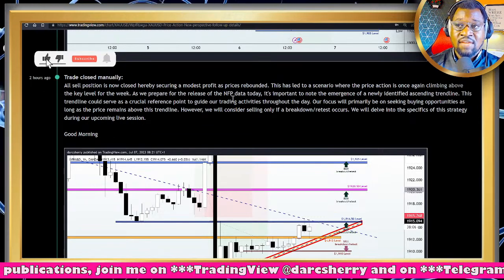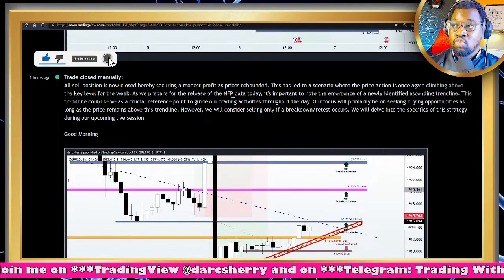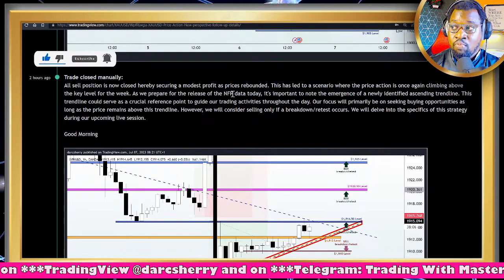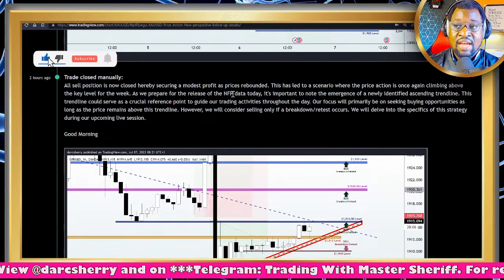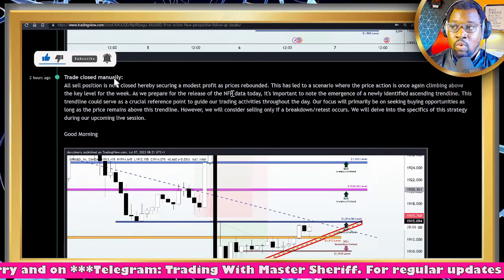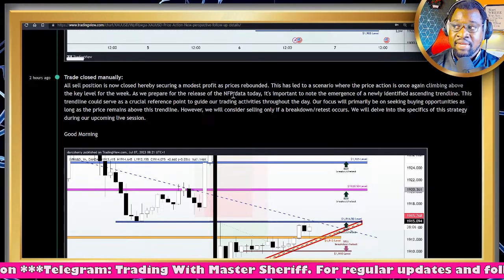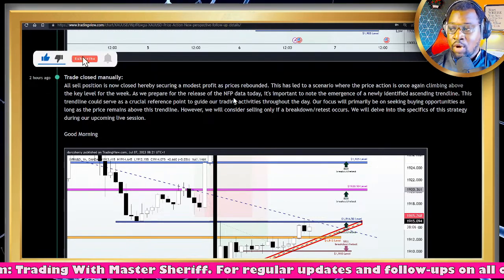This trend line could serve as a crucial reference point to guide our trading activities throughout the day. Our focus will primarily be on seeking buying opportunities as long as the price remains above this trend line. However, we will consider selling only if a breakdown retest occurs. We will delve into the specifics of the strategy during our upcoming live session.